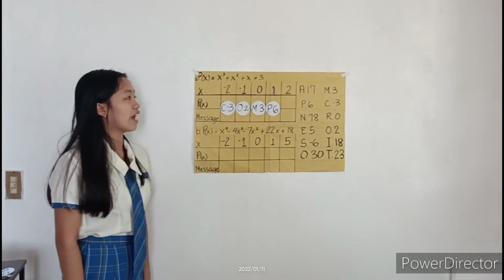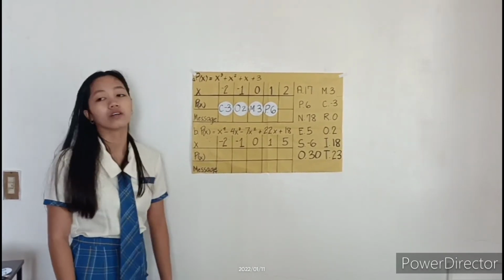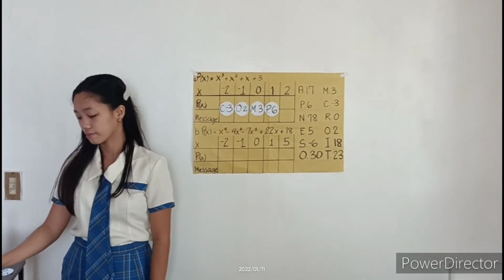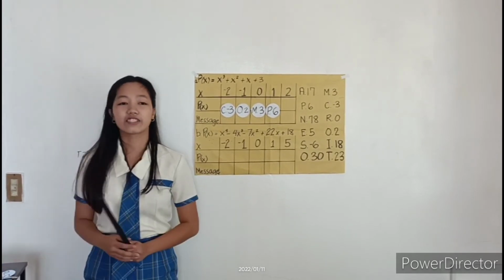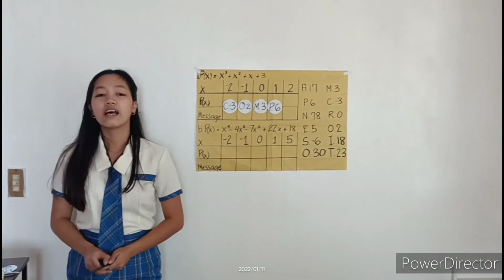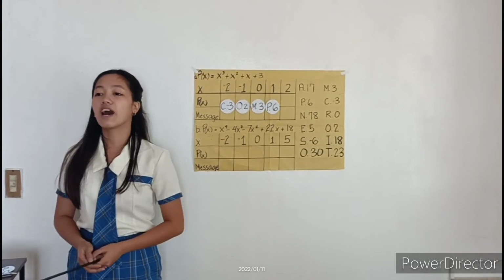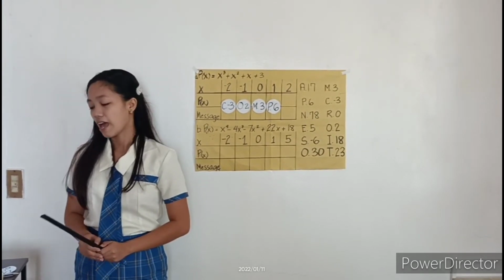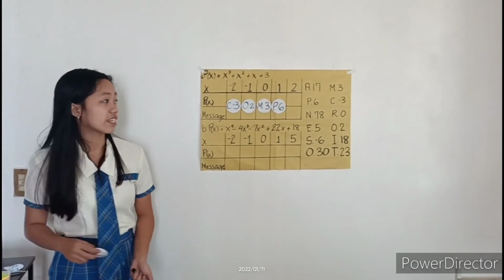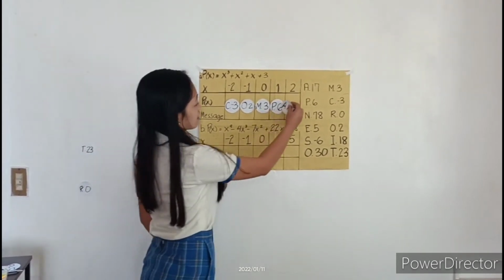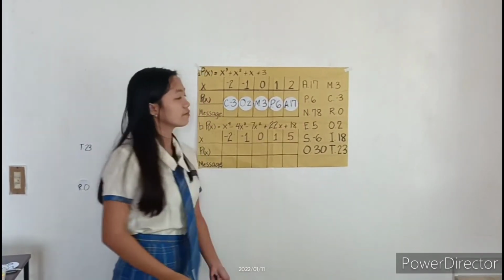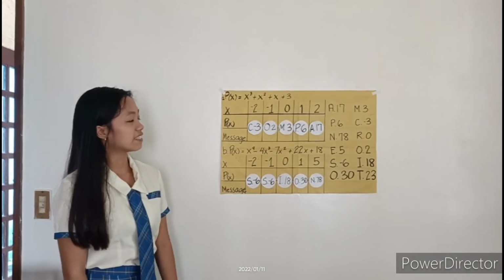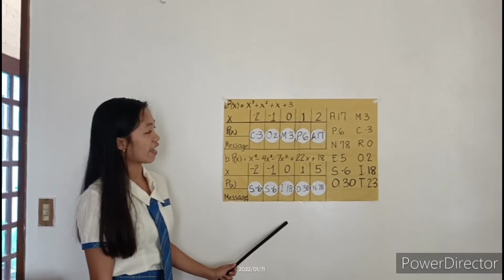Next, find the p of x if the value of x is 2. Go! So, what's the correct answer? 17. Group 1 got the correct answer. And the letter that matches your answer is letter A. So, the message that we get is compassion.